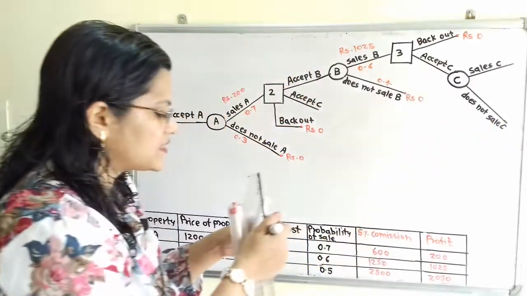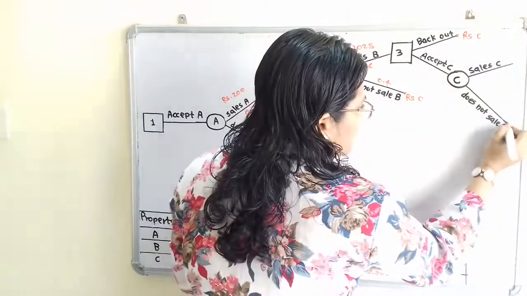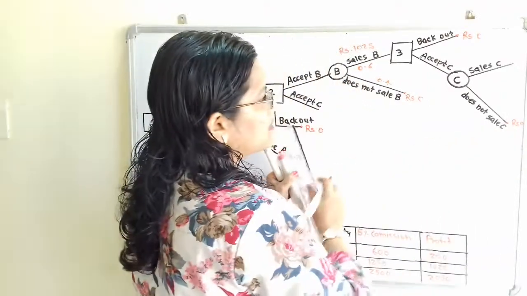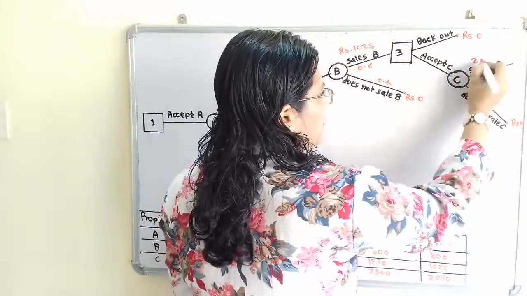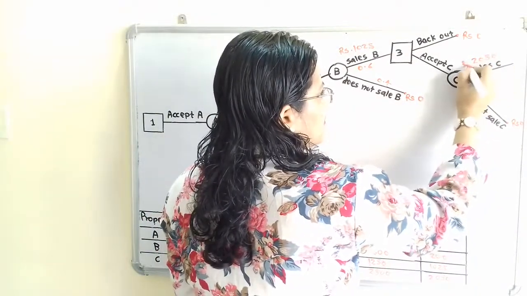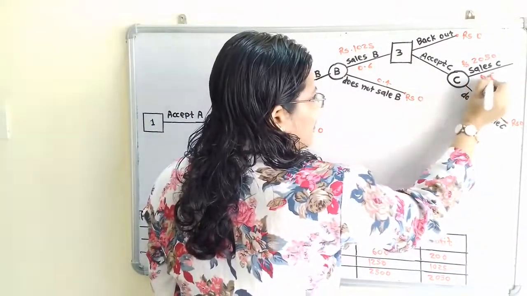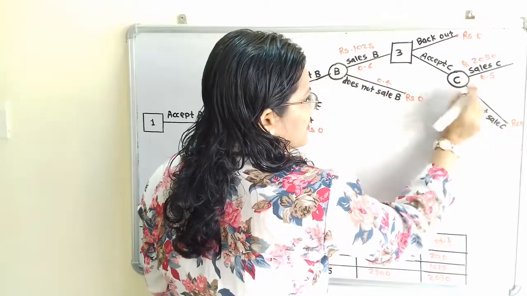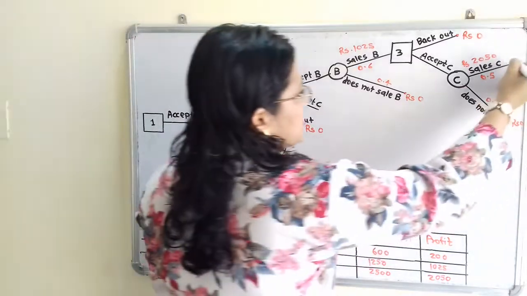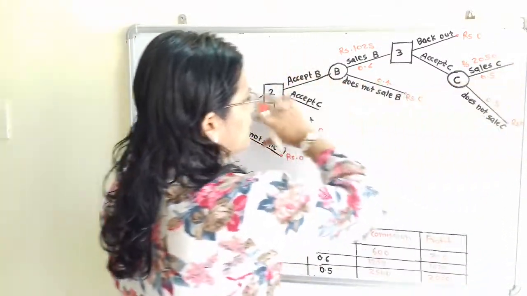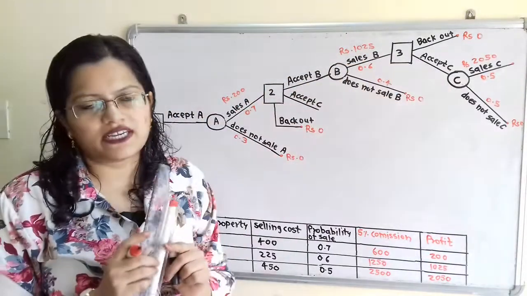Now when he does not sell C, what is the outcome? The outcome is rupees 0, and this is the terminal branch. When he sells C, he will get the profit of rupees 2050. What is the probability of selling C? That is 0.5. And what is the probability of not selling C? It is the remaining probability, that is 0.5. So these two branches are the terminal branches, and the first sequence of decisions is getting completed.